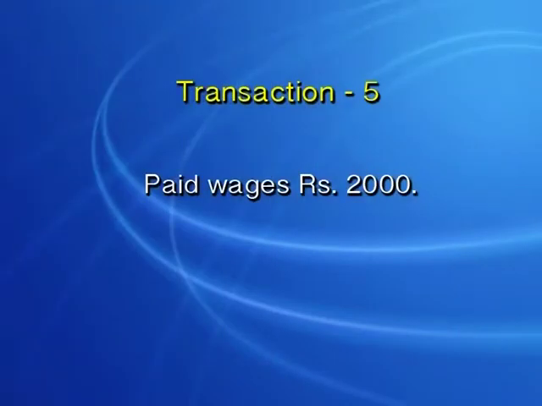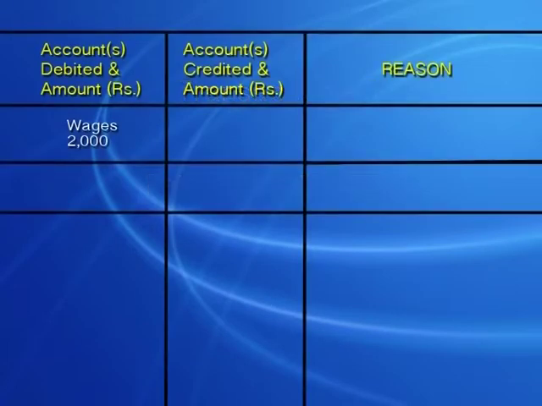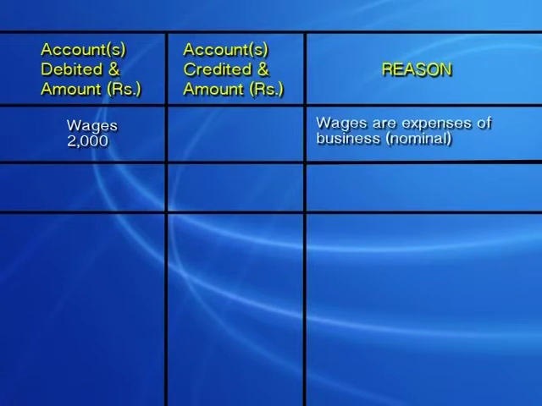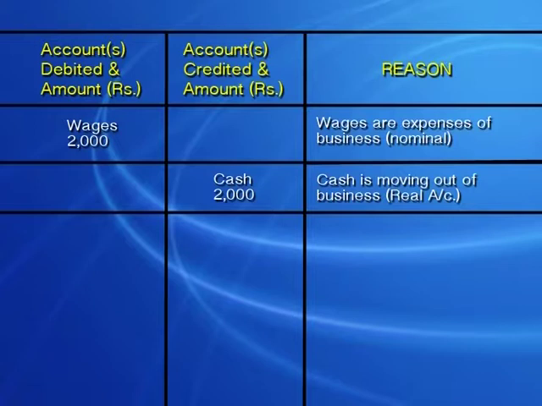Let us have an example on payment of expense called wages, paid wages of rupees 2,000. Now, as I said, wages is your expense, expenses are to be debited as per nominal account ruling. So, we are going to debit wages account in this transaction. You are paying wages in cash. So, second account is cash in this case, cash is moving from business because you are making payment. So, credit what goes out, cash account will be credited.